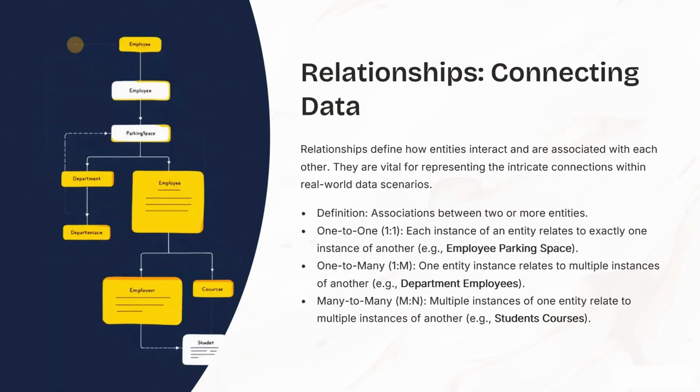Relationships, connecting data. It defines how the entities interact and are associated with each other. An association between two or more entities can be one to one, one to many, or many to many. One to one means each instance of an entity relates to exactly one instance of another. One to many means one entity instance is related to multiple instances of another. Many to many means multiple instances of one entity can be related to multiple instances of another.